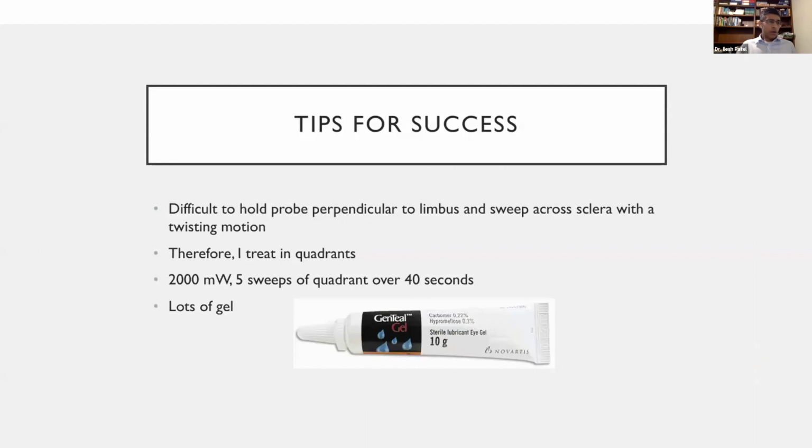So for me personally, I find that it is difficult to hold the probe perpendicular to the limbus and sweep across when I try to treat a whole hemisphere, and so I treat one quadrant at a time. I use a power setting of 2000 milliwatts, and I apply that to each quadrant for 40 seconds. I do 5 sweeps across the quadrant, and what that means is that each quadrant takes about 8 seconds to sweep across. That gives you a bit of an idea about how fast the motion needs to be to get from one side of the quadrant to the other side of the quadrant.